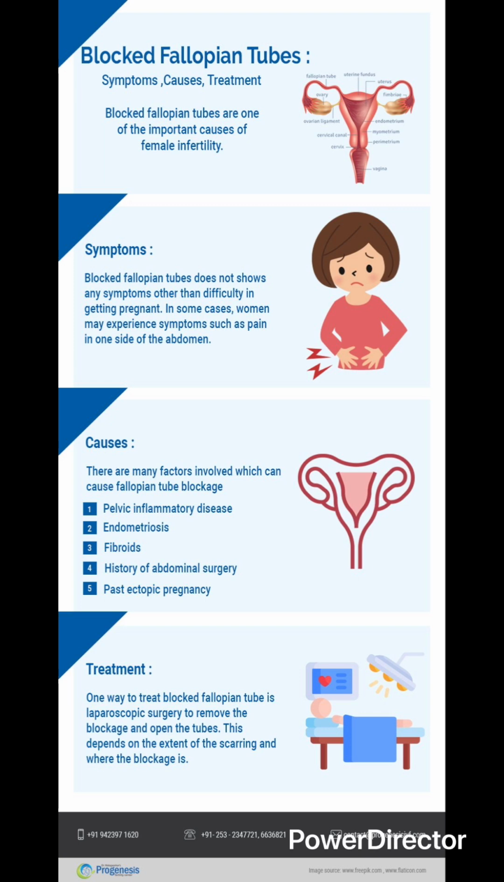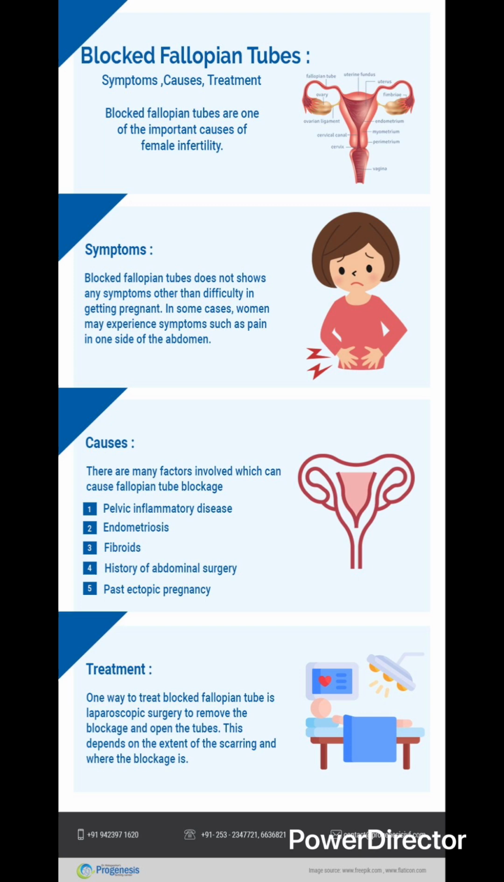Second one, salpingitis and pelvic inflammatory disease. Salpingitis is inflammation of the fallopian tubes, often caused by bacterial infections like gonorrhea and chlamydia, sexually transmitted infections. Untreated pelvic inflammatory disease can cause scarring and blockage of the tubes, leading to infertility and increased risk of ectopic pregnancy. So, that is about salpingitis and pelvic inflammatory disease.